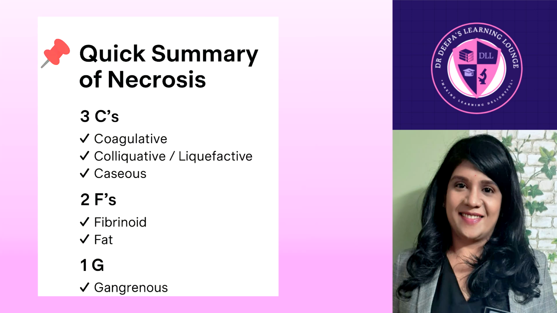So as a quick summary to make necrosis super easy to revise, you have 3 C's, which is coagulative, colliquative and caseous type of necrosis, 2 F's, which is fibrinoid and fat necrosis, and 1 G, which is gangrenous necrosis. So if you know these 6 types, then you will be able to write your answer on necrosis.